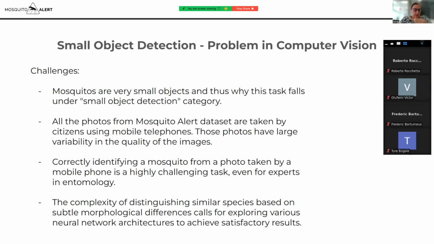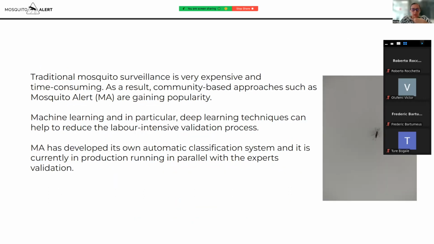Like we already said, correctly identifying a mosquito is a difficult task, even for the experts. And as you can see on the right, there is the image of the mosquito. It's really easier for us to use that citizen approach, because the traditional methods are very expensive and slow. That's why we're hoping machine learning and deep learning techniques can speed up the process.